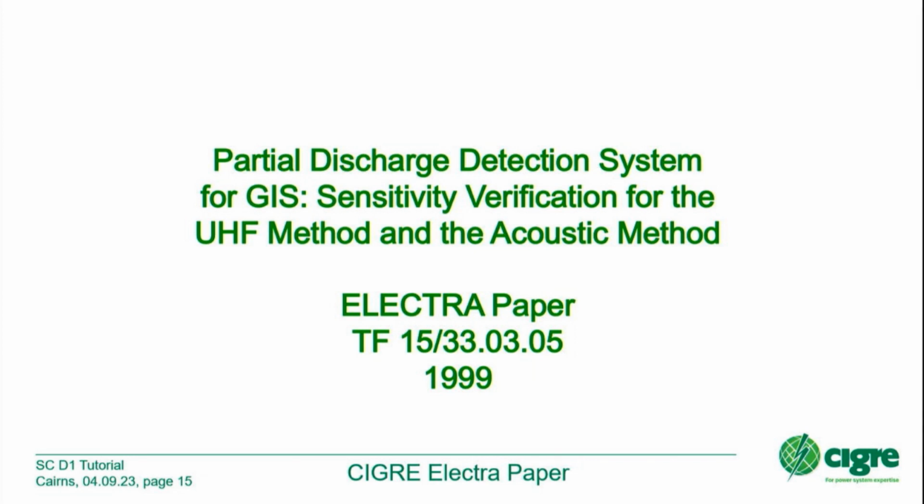And for the first time, this was published in Electra in 1999 with the title Partial Discharge Detection System for GIS: Sensitivity Verification for the UHF method and the acoustic method. And the point was that when we apply the IEC 60270 method, we have a calibrated measurement according to the standard. And the acceptance criterion given in the standards, 5 picocoulomb, can easily be read on the instrument itself. Don't forget it's an apparent charge. So the acceptance criterion like 5 pC is nice to know, but this never means that 4.9 pC is good and 5.1 pC is wrong, bad, and failed.